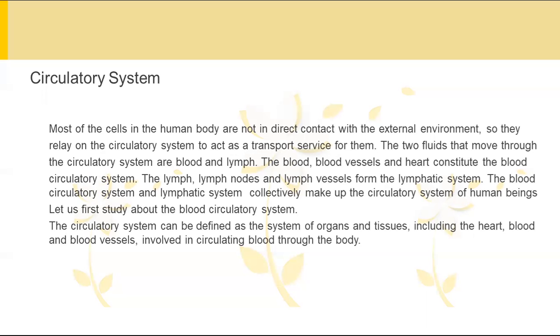These two systems, the lymphatic system and the blood circulatory system, together form the circulatory system of human beings. So let us first study the blood circulatory system. The circulatory system can be defined as the system of organs and tissues, including the heart, blood vessels, and blood, involved in circulating blood through the body.